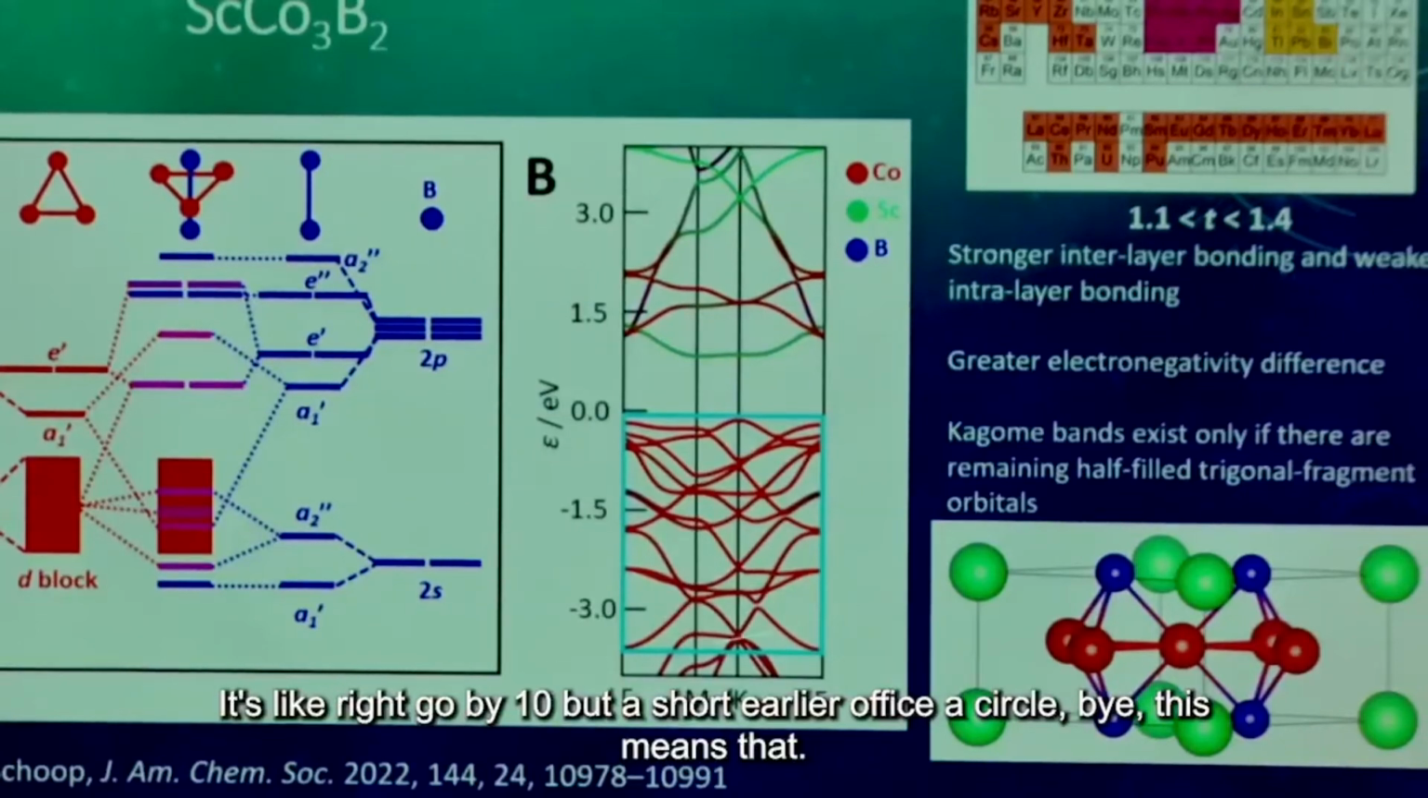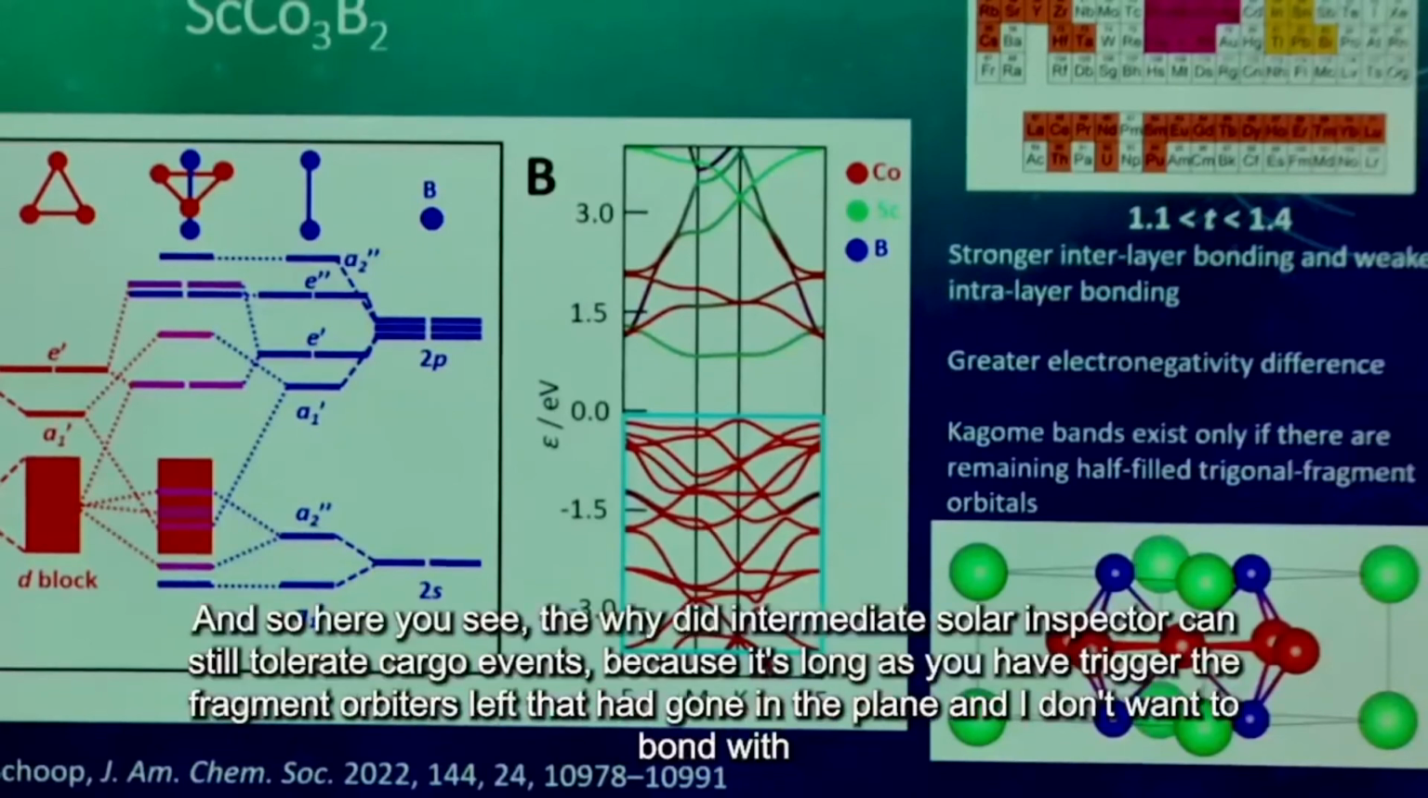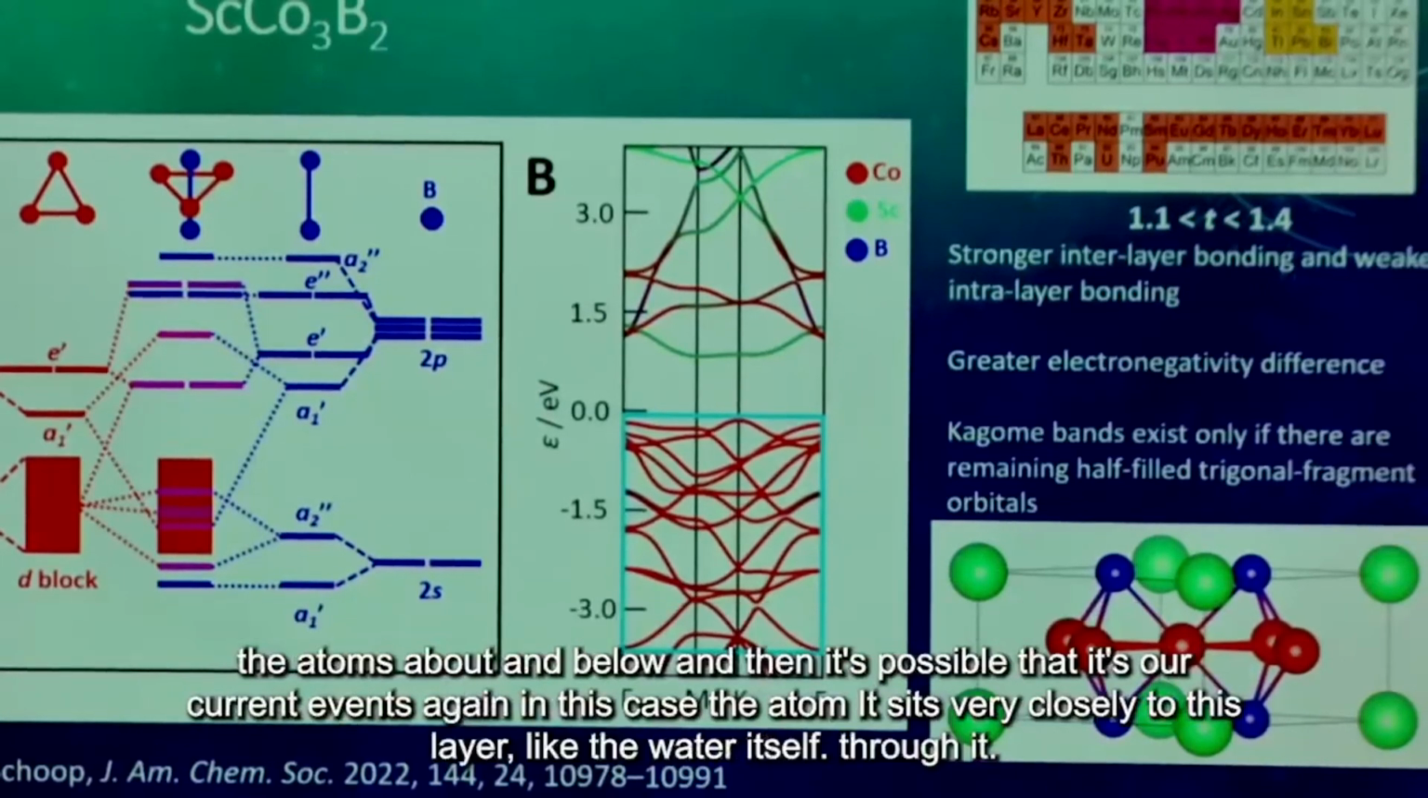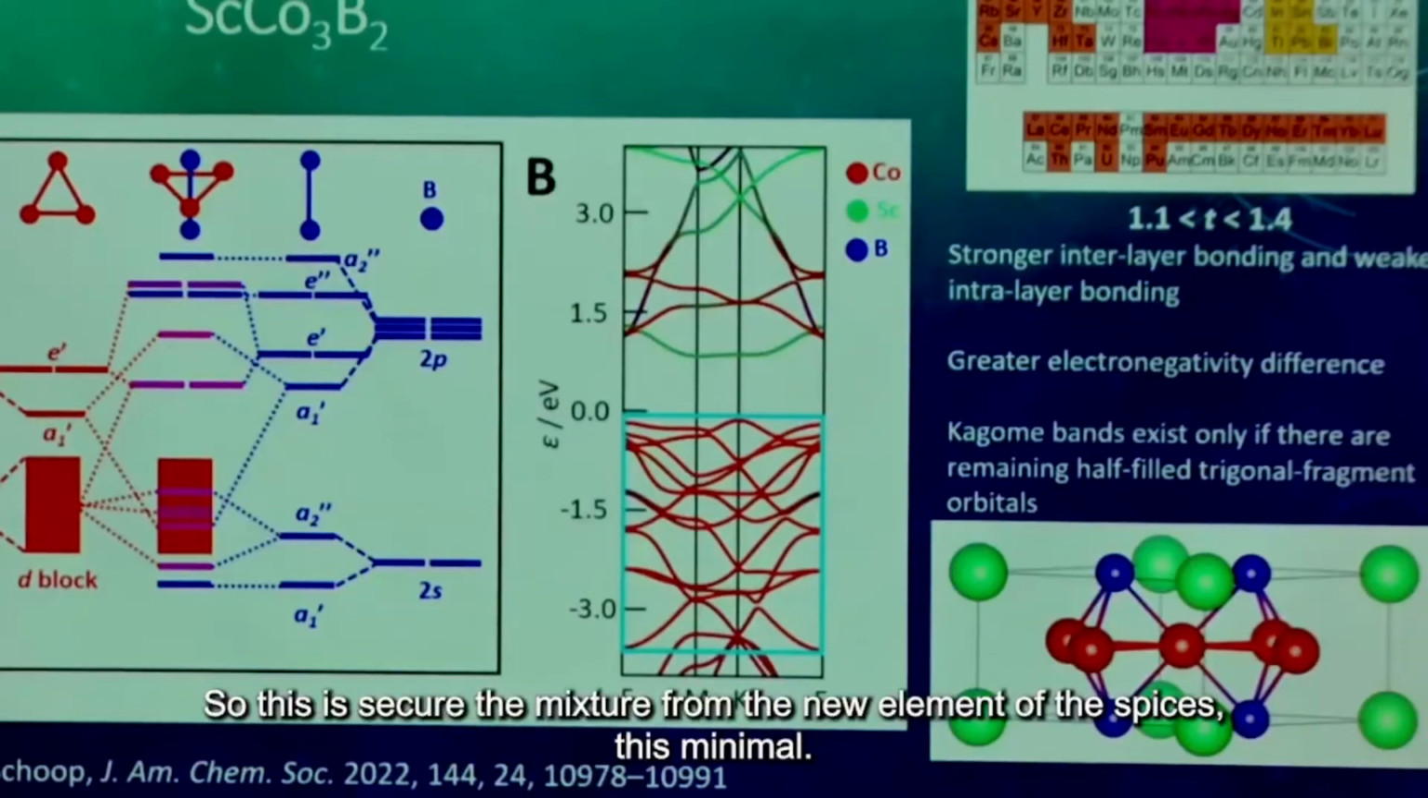And so here you see why this intermediate tolerance factor can still tolerate Kagome bands, because as long as you have trigonal fragment orbitals left that can bond in the plane, and don't bond with the atoms above and below, then it's possible that they form Kagome bands. And here in this case, the atom which sits very closely to these layers likes to bond to itself through it. So as you see here, the mixture from these blue elements in this band is minimal. So you can have Kagome bands, but of course never perfect.